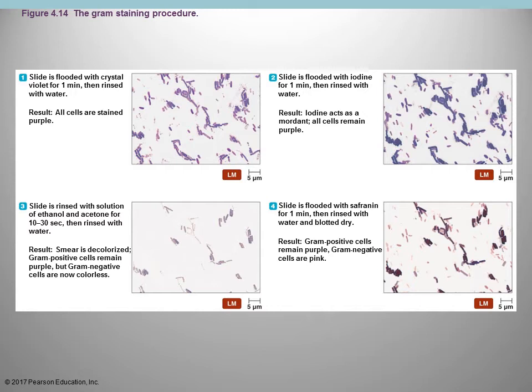So now the fourth step is when you add the safranin red dye. You add that for 1 minute, rinse it, blot the slide, and then look at it. Your gram-positive cells are purple. Gram-negative ones have now picked up the safranin dye, so they're going to look pink. It's a differential stain. You use two dyes, and you can just look at it and distinguish between the pink and the purple cells.